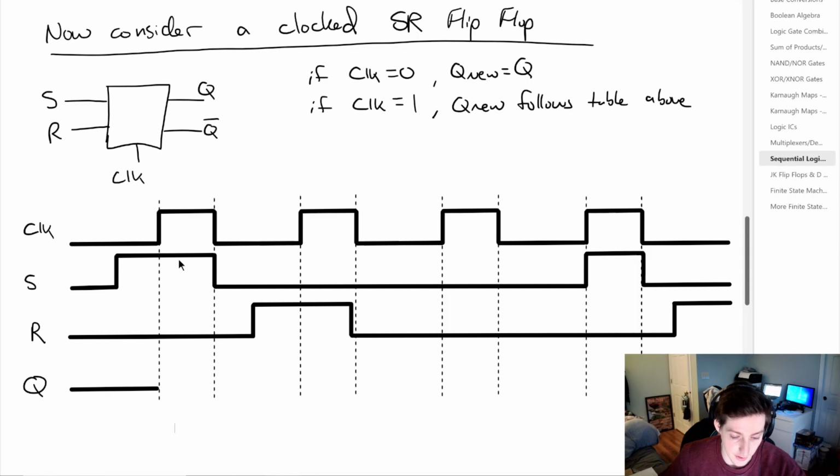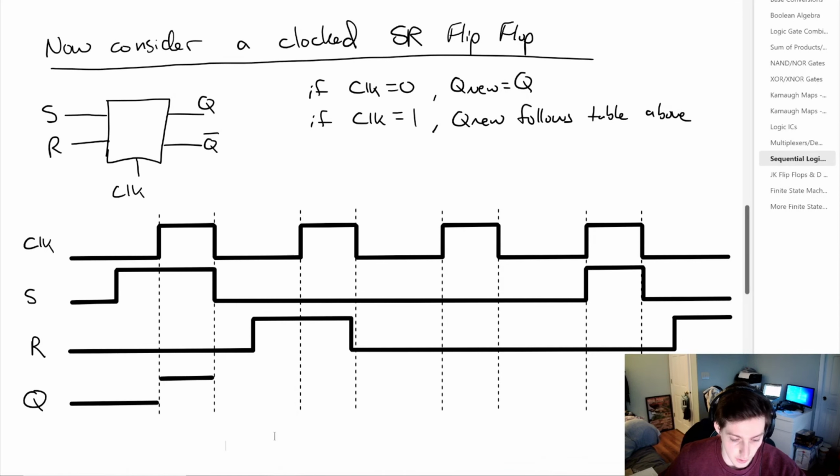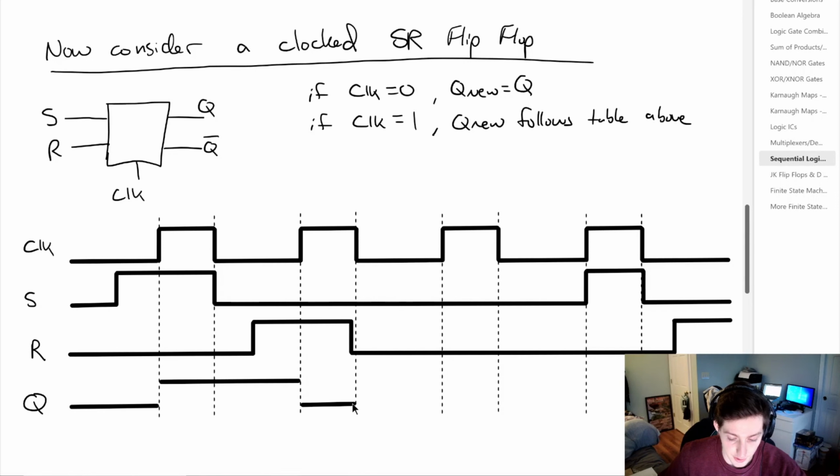So because S is high and R is low, we're going to set Q equal to high. And then for this clock pulse, when it's off, Q isn't going to change. So in that next clock pulse, we can see that S is low and R is high. So we're going to reset that value to 0. But notice inside of this clock pulse, R goes to 0. So we do have to consider the case when S is 0 and R is 0. Thankfully, nothing changes. Now when the clock is off, Q will not change again.